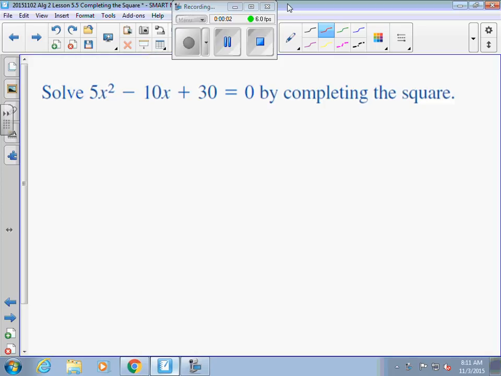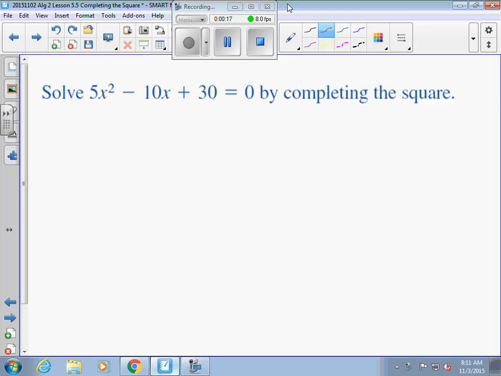This is Algebra 2, Lesson 5.5, Part 2. This is completing the square. We're picking up on the second example. Here's a problem for the back of your page, everybody. 5x squared minus 10x plus 30. Solve this by completing the square.